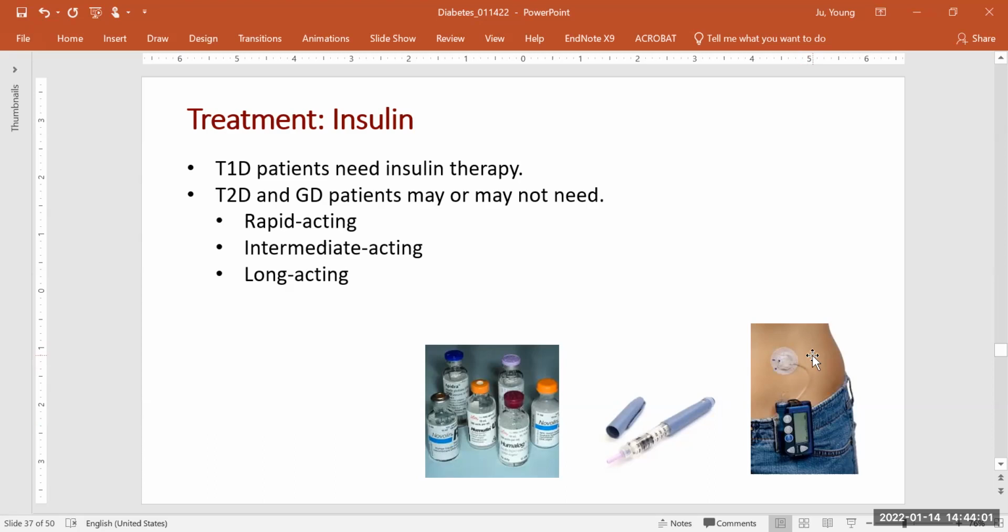A tubeless pump is also available. These pumps can be programmed to dispense a specific amount of insulin depending on meals, activity level, and blood sugar level.